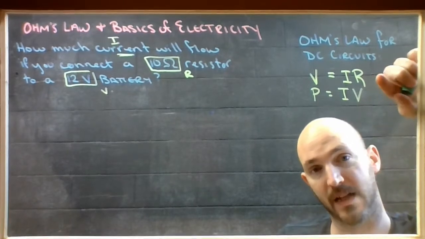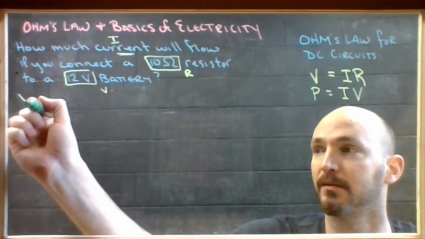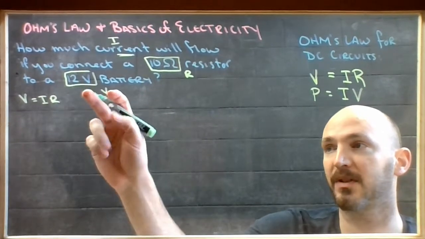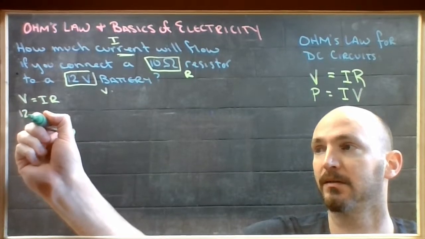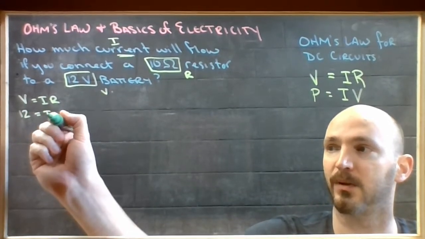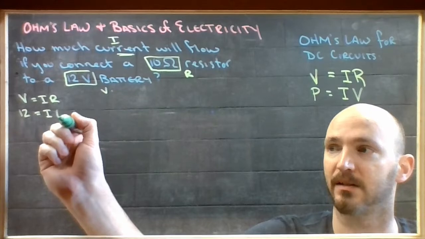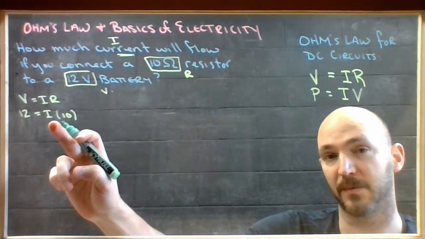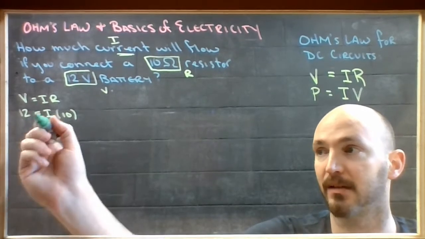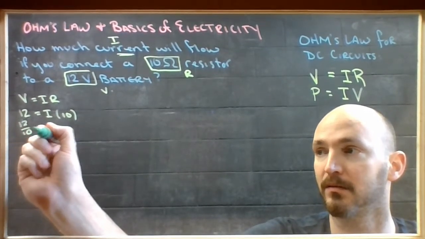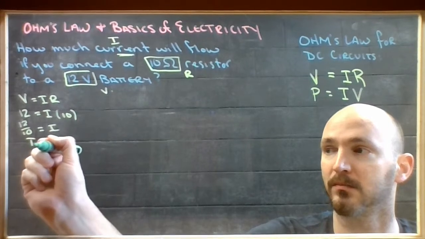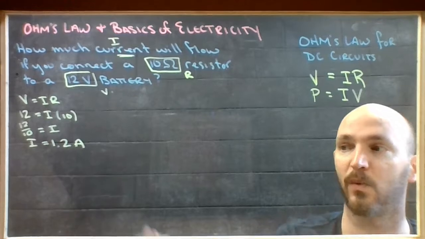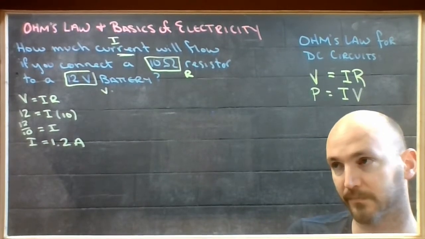So I'm just going to take Ohm's law there. I'm going to write it down. And if I put the 12 in here, and resistance is 10, then to get my current, I'm just going to have to divide both sides by 10. And current is measured in amps. So 1.2 amps is going to flow.